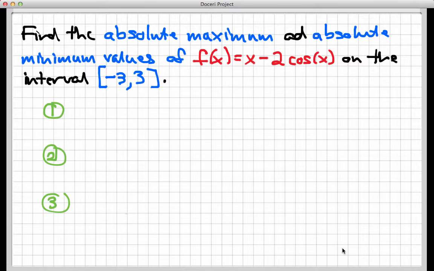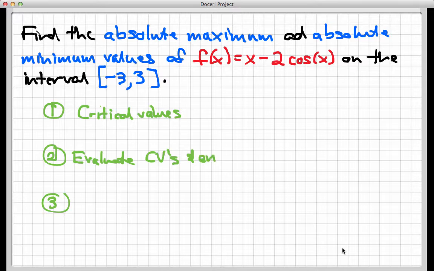Now, in the section, you learned a little bit of a workflow for how to go about finding these absolute extreme values of your function. First of all, we need to find the critical values of the function. So find the critical values first in the usual way by taking the first derivative of f and finding where the first derivative is either 0 or undefined. Secondly, we're going to evaluate the critical values, and not only the critical values, but also the endpoints of the interval. Okay, the -3 and the +3 in this case.